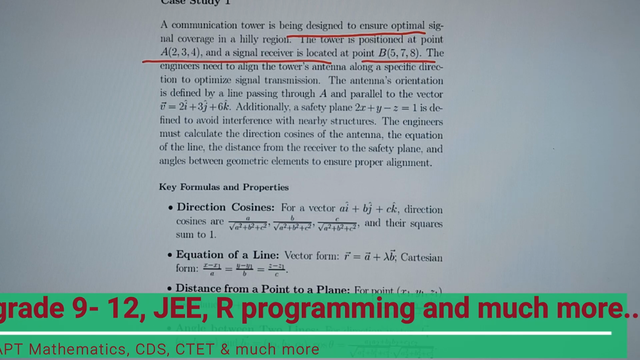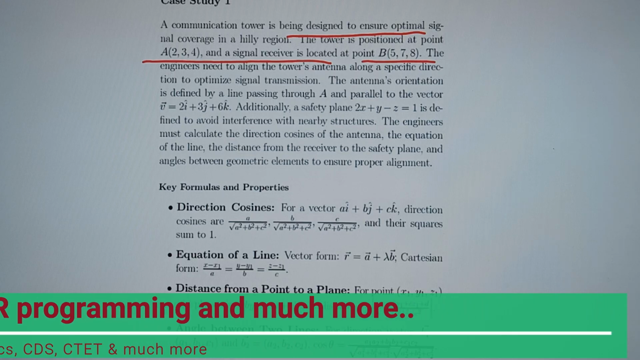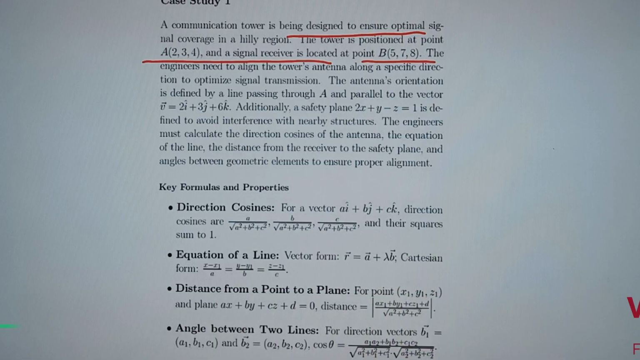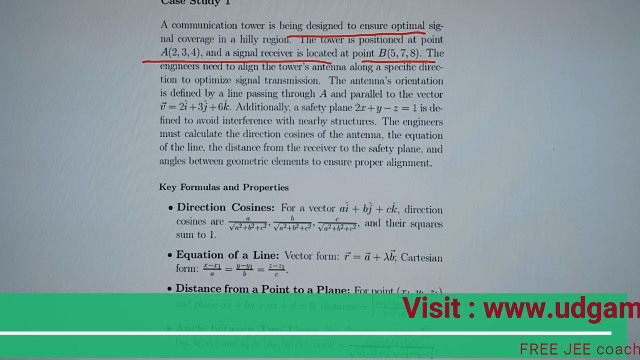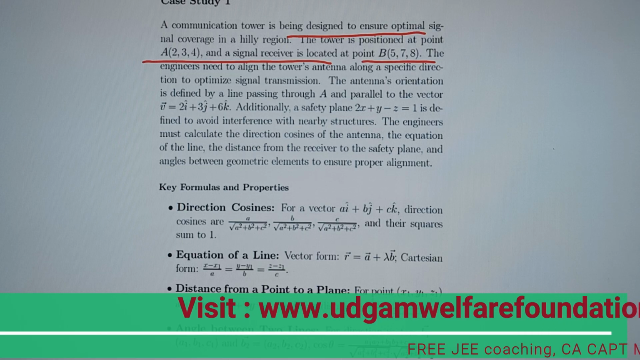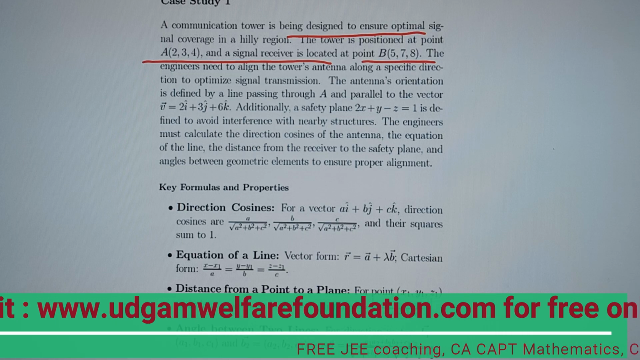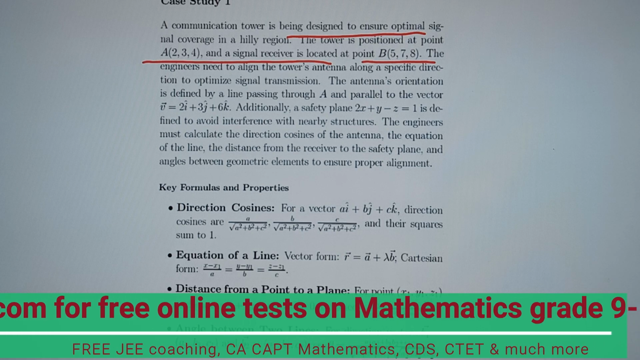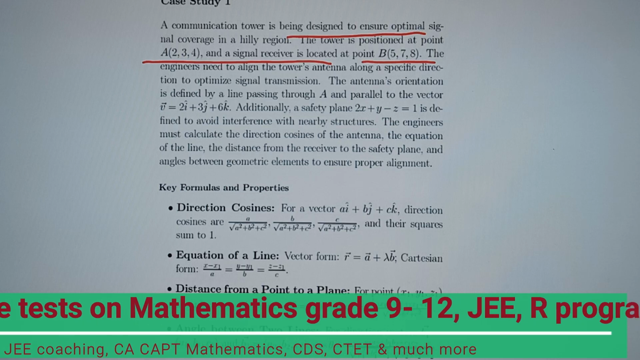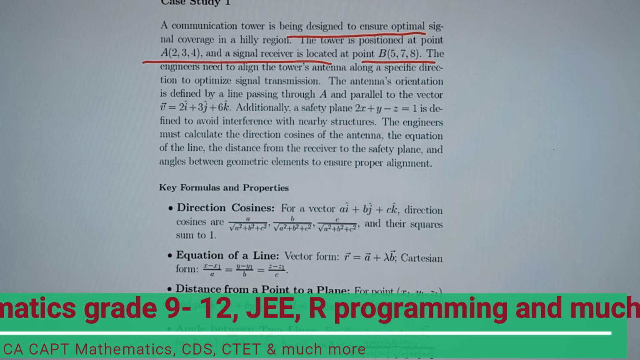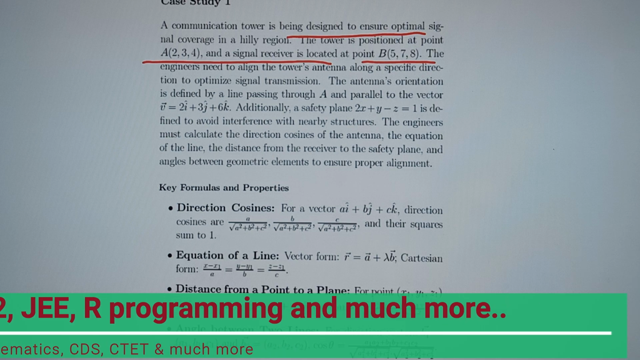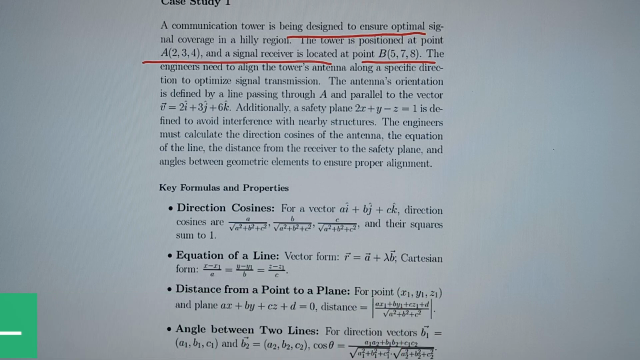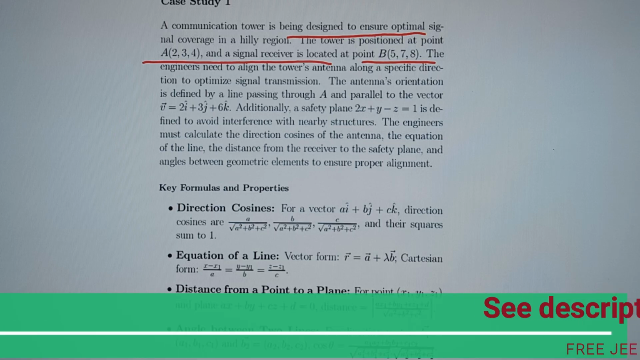The antenna's orientation is defined by a line passing through A and parallel to the vector v. Additionally, a safety plane 2x + y - z = 1 is defined to avoid interference with nearby structures. The engineers must calculate the direction cosines of the antenna, the equation of the line, the distance from the receiver to the safety plane, and angles between geometric elements to ensure proper alignment.